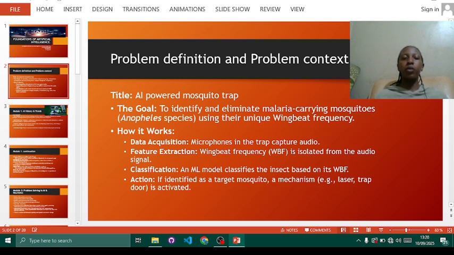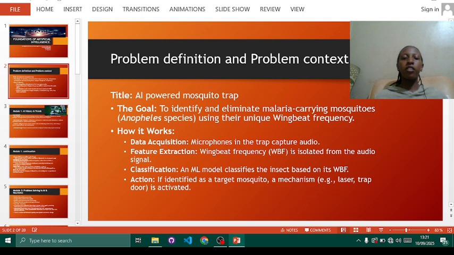And this is how it works. Data acquisition is through microphones in the trap, which capture audio of the wing beat. Then feature extraction: wing beat frequency is isolated from the audio signal. Classification: a machine learning module classifies the insect based on its wing beat frequency.